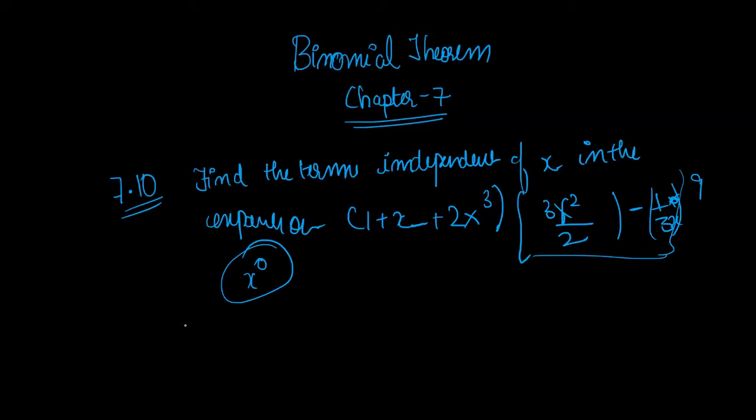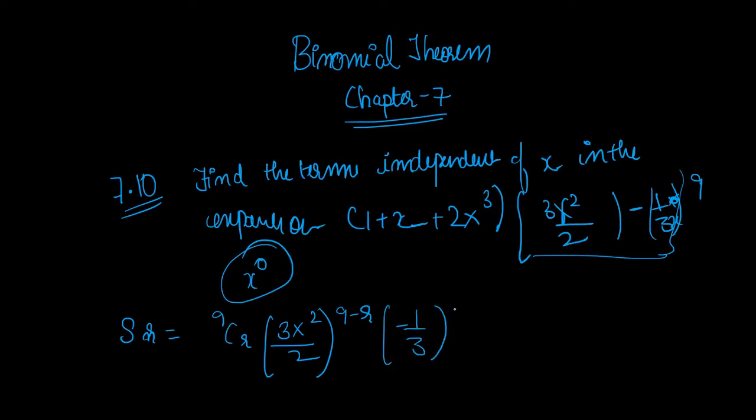So you know the general term. If I consider this as T_r+1, what will be the general term? You getting my question? The exponent is 9, right? So 9Cr (3x^2/2)^(9-r) into (-1/(3x))^r. This is clear, right? This will be the general term.